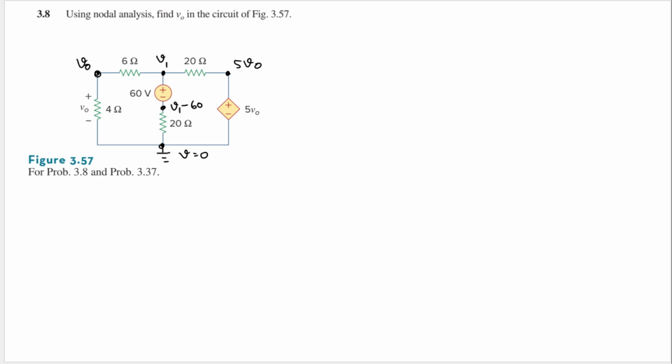And now let's assume the direction of the current. I think I will assume this going down here, and this going to the right, and this will be going down, and this will be going to the right. What we need to do first is KCL at this node here, which is V0. Let's do exactly that, KCL at node V0.